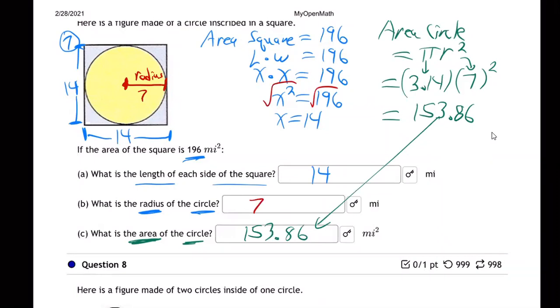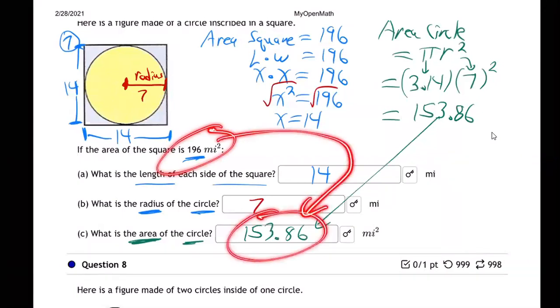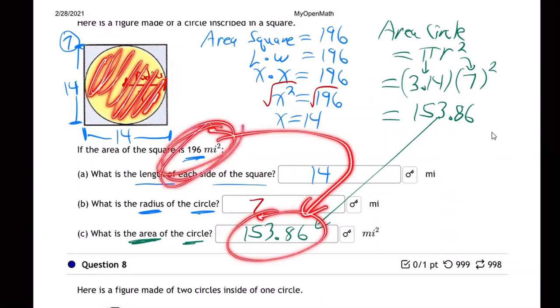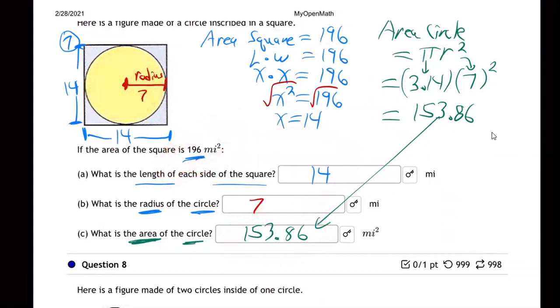So that's interesting. We started with the area of the square, and we're able to eventually find the area of the space inside the circle that's inside the square, just by starting with the area of the square. That's kind of tricky, that we can go from the area of the whole square and backtrack to find the area of the circle inside of it using our formulas.